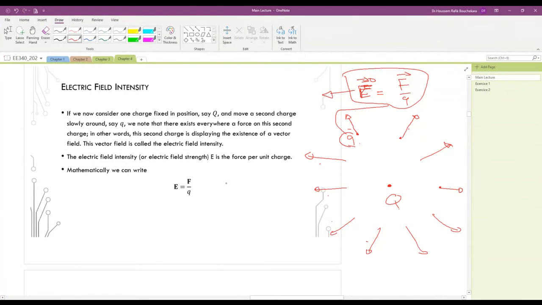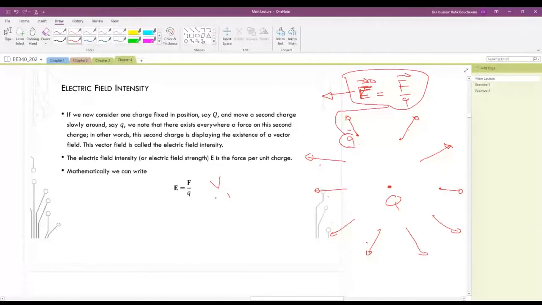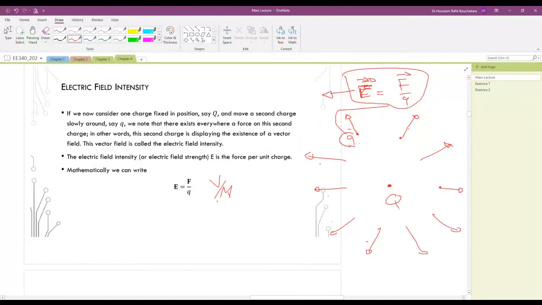What is the unit of the electric field intensity? What is the unit of the electric field، الحقل الكهربائي؟ ممتاز يا عبد الهادي. V, volt per meter. Okay, volt per meter.